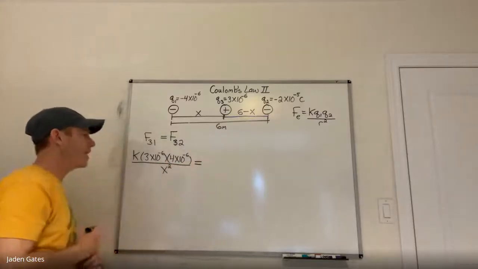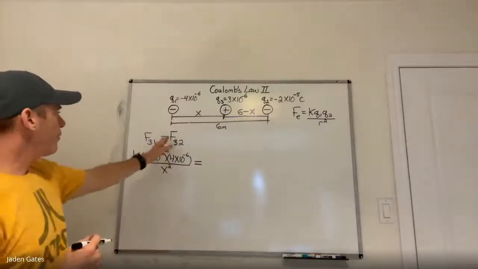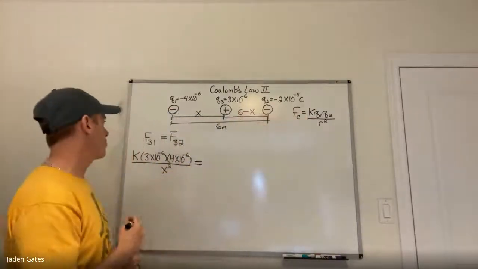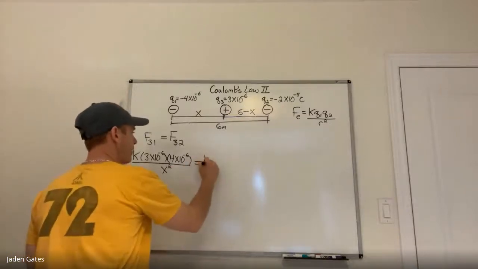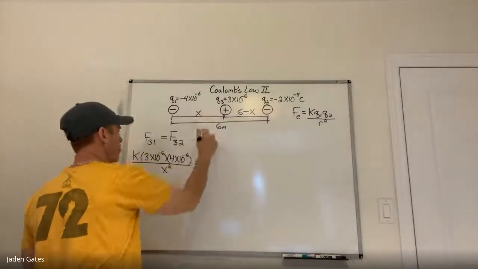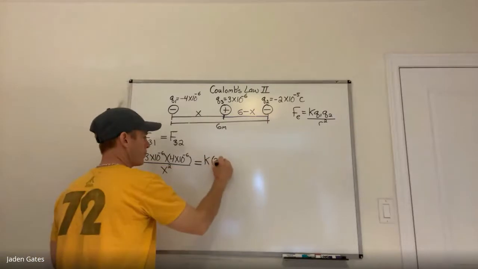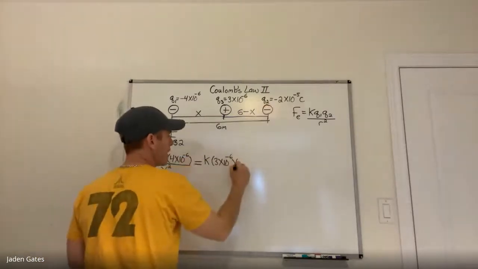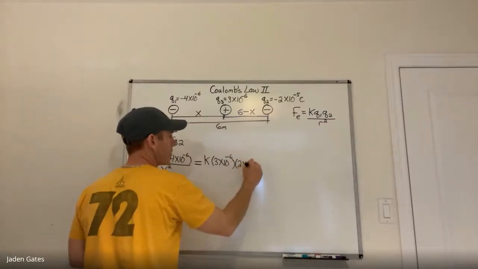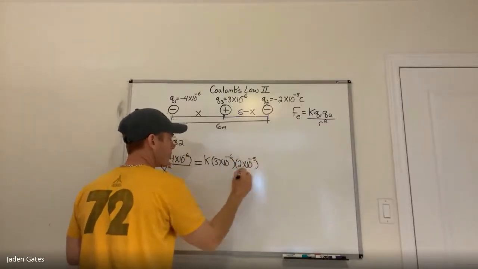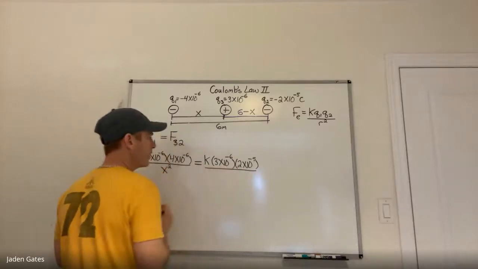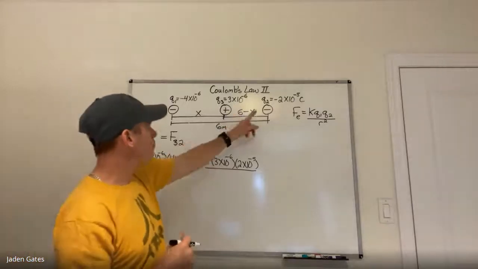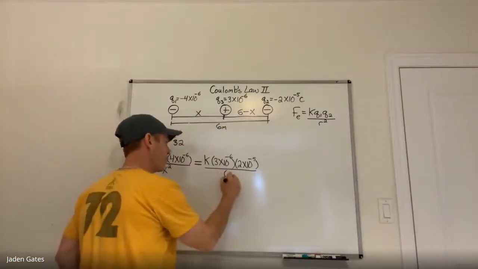Now, that's going to be equal to the force on 3 by number 2, which again is going to pull it to the right because these opposites are going to attract. So I'm going to have my k value. I have charge 3 there, which is 3 times 10 to the power of negative 6. And I've got my charge 2 here, and once again, I'm ignoring the sign because it just helps me figure out which way it's pulling. Now the distance between them is 6 minus x, and it's squared.